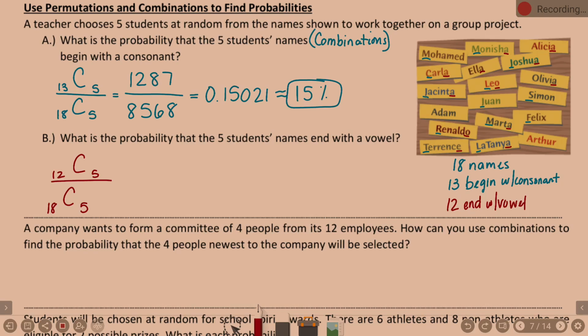I'll take the denominator this time. 8,568. 792. Okay. If we turn this towards a percent, 0.09243. Good enough. Which is approximately what as a percent? 9. Move over 2 decimal places, 9%. Or 9.2% if you want.